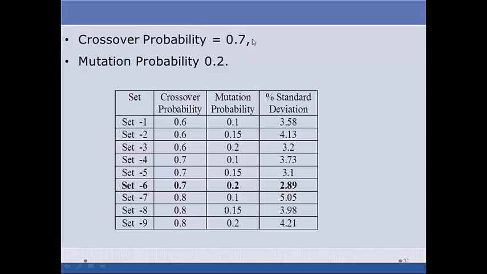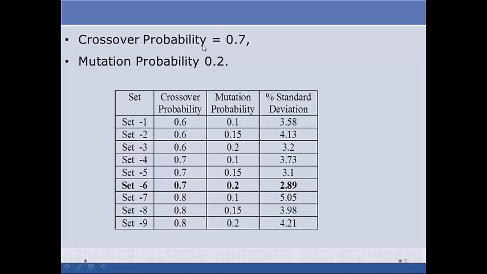Suppose we have generated 50 initial solutions. Out of those 50, 70% means 35 solutions will undergo the crossover. This is the meaning of this crossover probability. And out of those 50, 0.2 means only 10 solutions will undergo mutation.